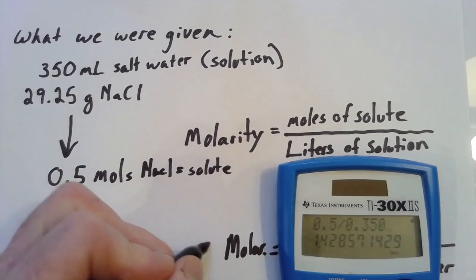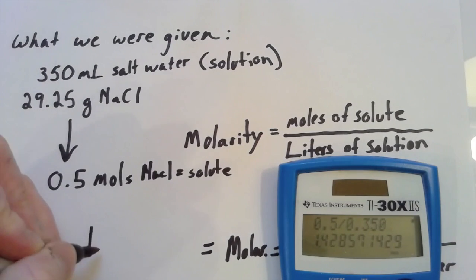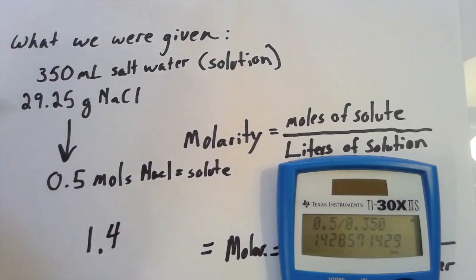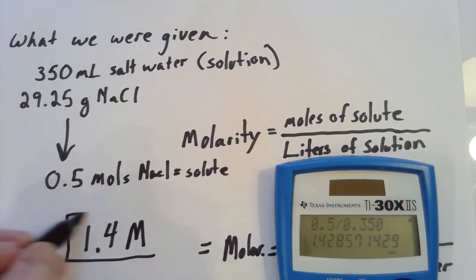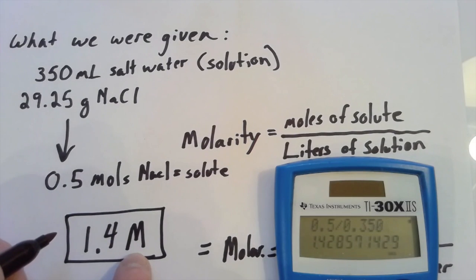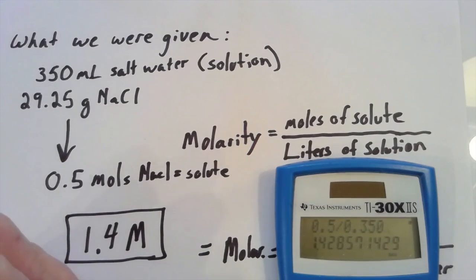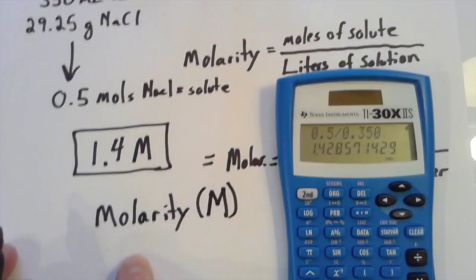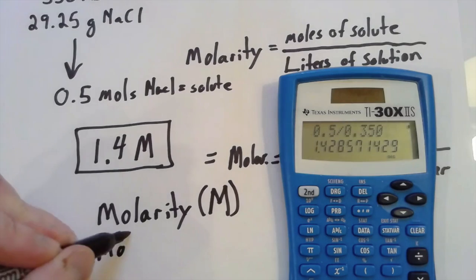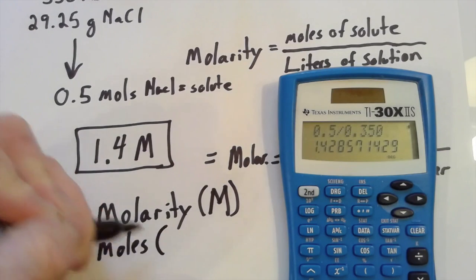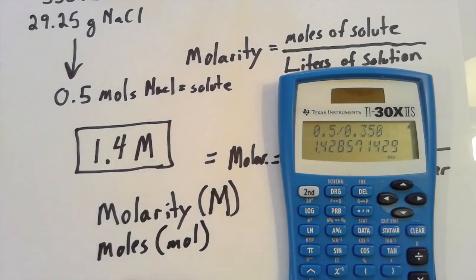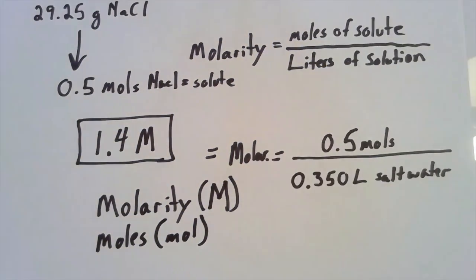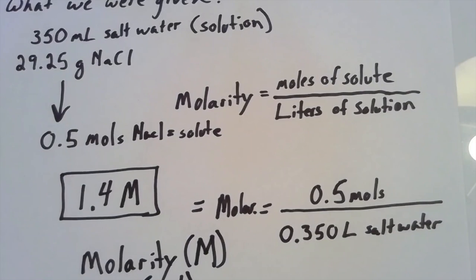The molarity is equal to 1.4 molarity. This is a capital M. This is the unit we're going to be using for molarity. Molarity, capital M, not to be confused with moles, which we shorten to MOL. Just like that. And this is how you're going to work your homework tonight.